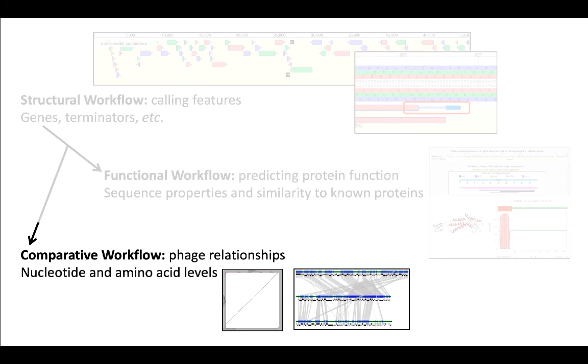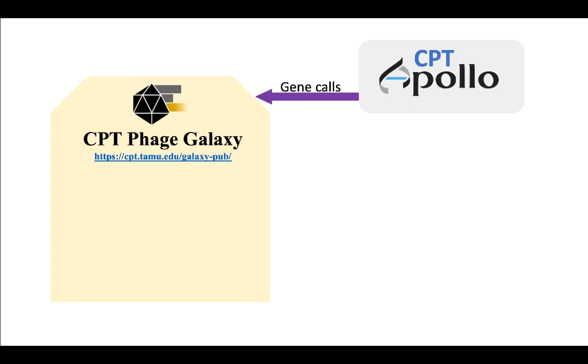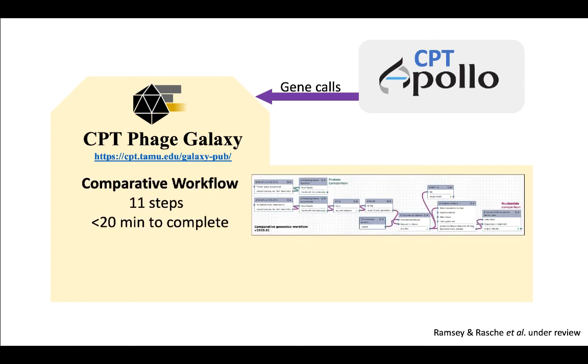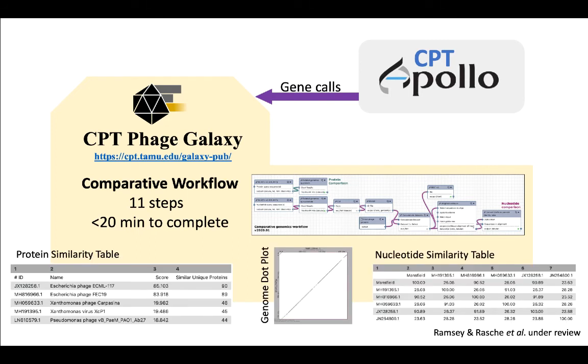In parallel with the functional workflow comes the comparative workflow, where we will look at phage relationships. This also only requires gene calls coming out of Apollo through the bridge into Galaxy. The comparative workflow that we have set up is only 11 steps and typically takes less than 20 minutes to complete. It compares to other phages, both at the protein level as well as at the nucleotide level, and comes out with 3 primary outputs.